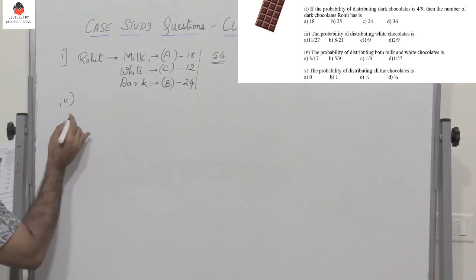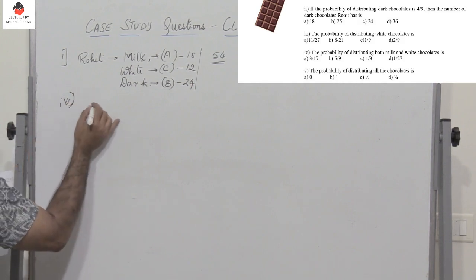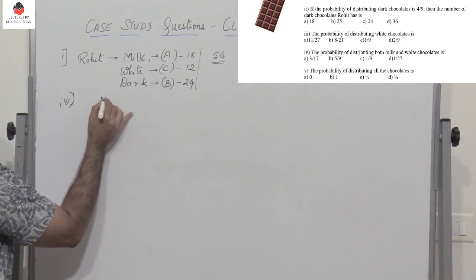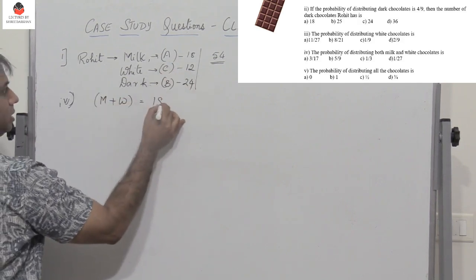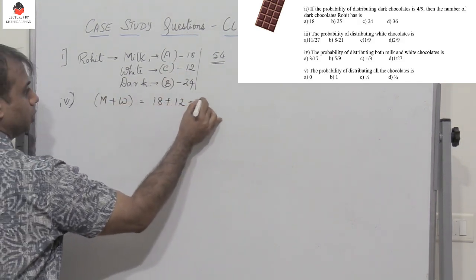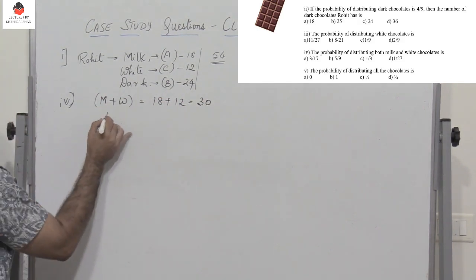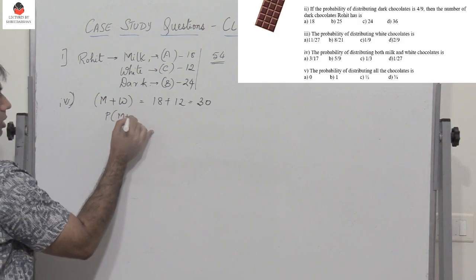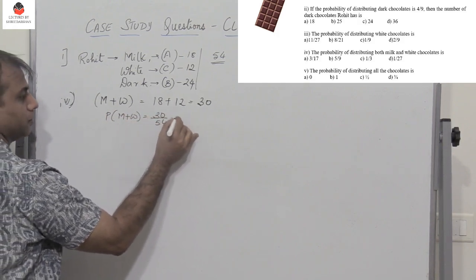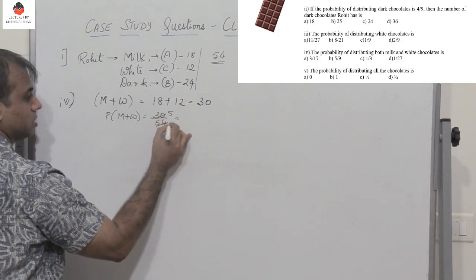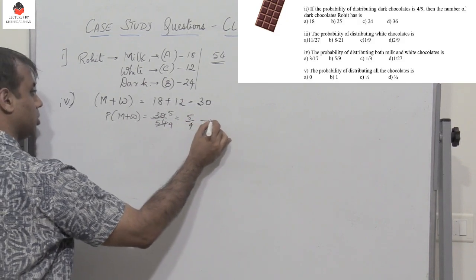What is the probability of distributing milk and white chocolates? So the number of milk chocolates plus white chocolates is 18 plus 12, which is 30. So what is the probability? So probability of milk chocolates plus white chocolates is 30/54. So 6 5s are, 6 9s are is 5/9. So the right option is option B.